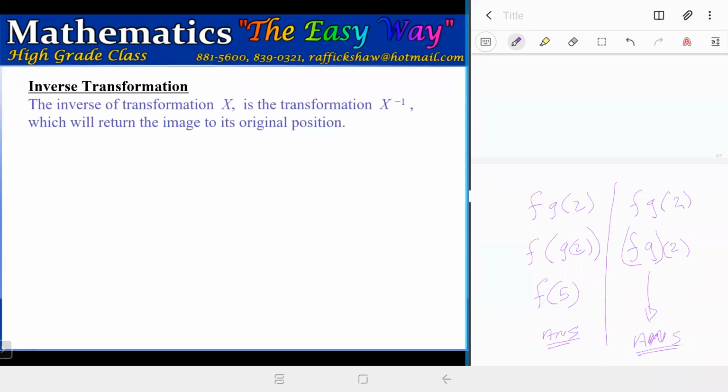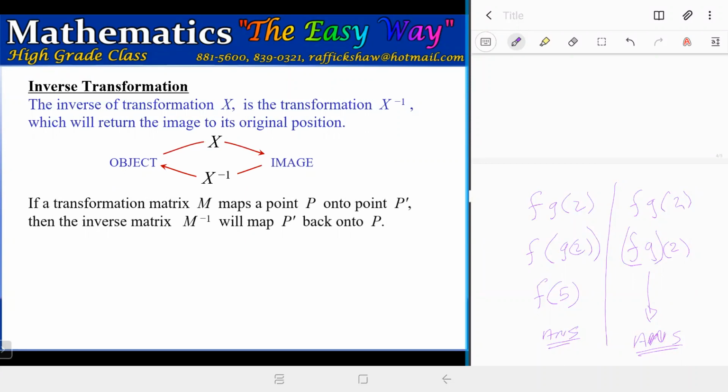See? The inverse of transformation matrix X is X to the minus 1. So a while ago I used M and M to the minus 1, here I'm using X and X to the minus 1. Generally speaking, X is used for a transformation, and the inverse will return the image to its original position. So if X takes it from the object to the image, then X to the minus 1 takes it back from the image to the object. And you can calculate the inverse the same way that we do it in matrices. So if a transformation matrix M maps P onto P prime, the inverse matrix M to the minus 1 will map P prime back to P.